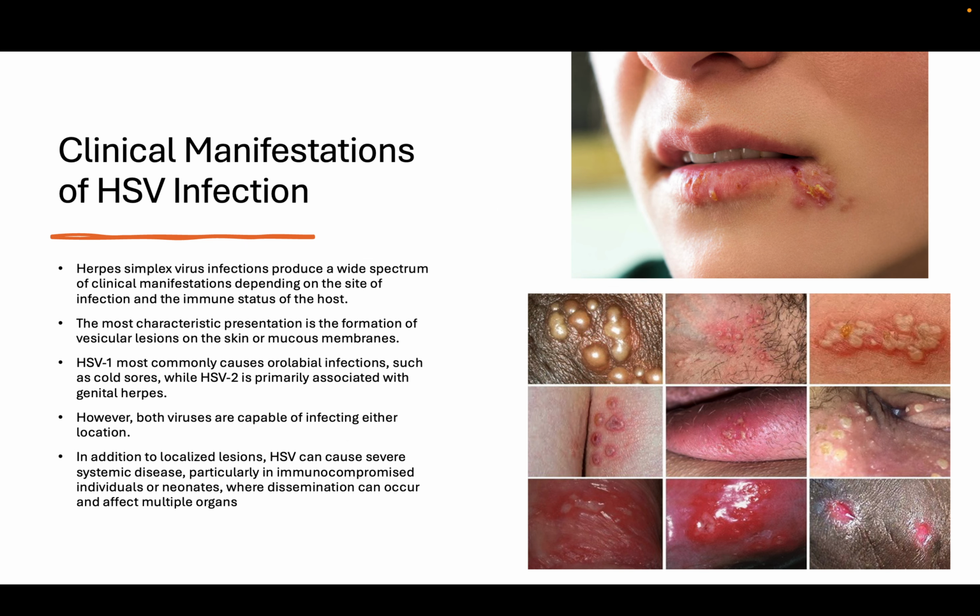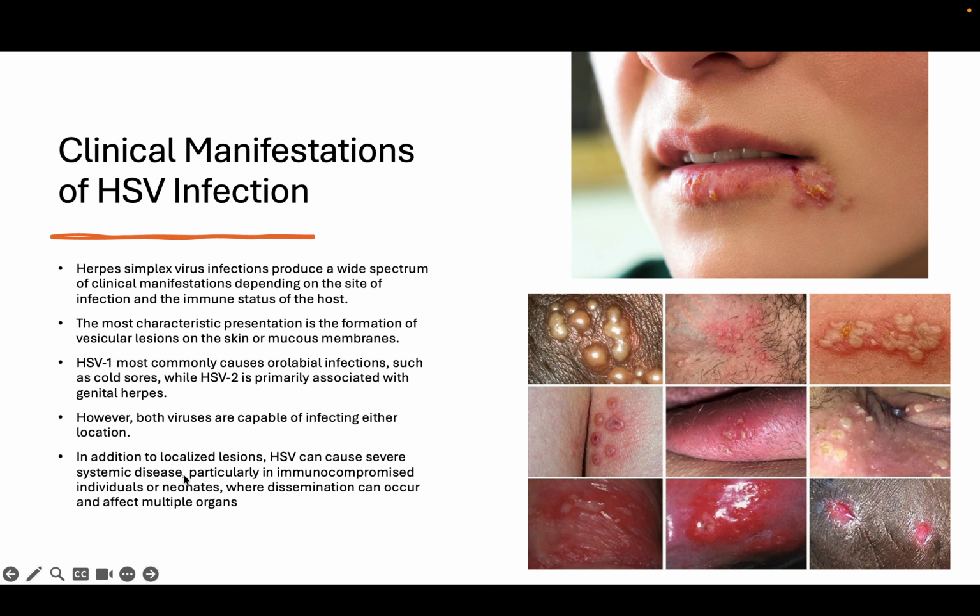What are these symptoms? Well, these are the most annoying symptoms, which are the formation of vesicular lesions, either on the skin or the mucous membrane. This could be, for example, in your mouth, or all around your genital areas, be it the anus, the penile area, or the vulva or around the vaginal membrane. As I said, HSV1 is mostly found in oral labial infections, so more in your mouth. HSV2 is usually associated more with genitals. But again, they're usually capable of infecting either location.